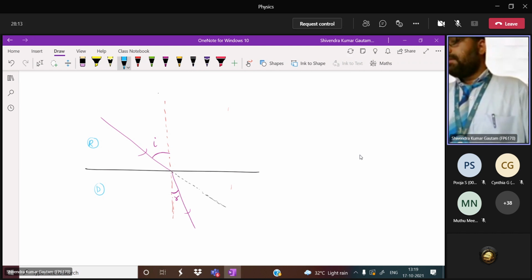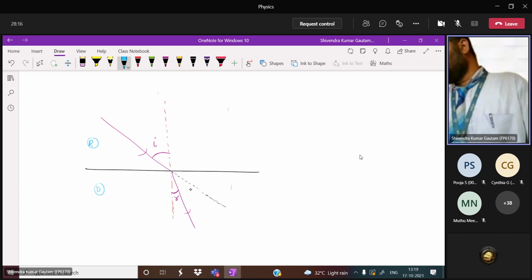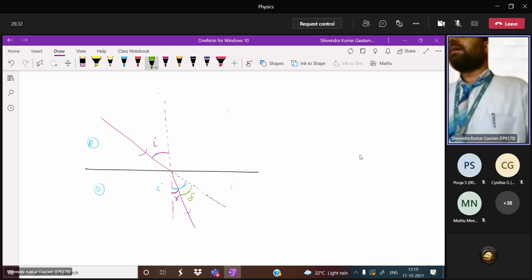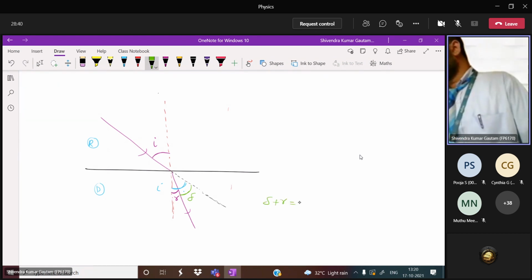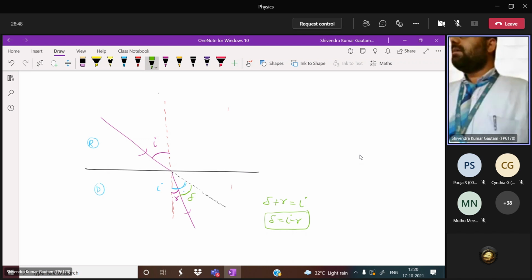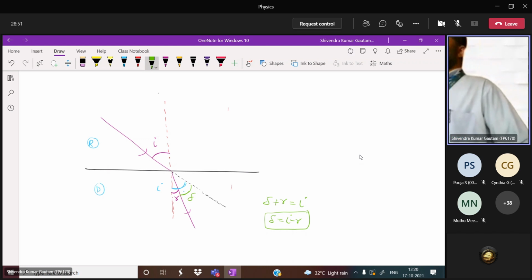How much angle has it deviated here? Angle of deviation, can anybody tell me? This is i. So what about this total angle? Total angle how much? i. This is the opposite angle, so this is i. So I am writing, but this much angle deviated. Yes or no? This angle deviated is nothing but the angle of deviation. Now, can I write delta plus r equal to i? Delta plus r is equal to i. What is delta? i minus r. So this much angle the ray is deviated when it goes from rarer to denser medium.